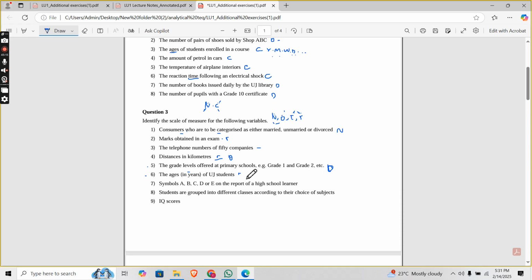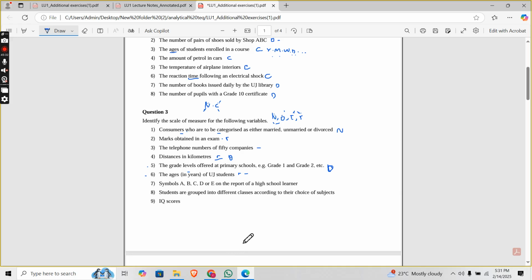The last one, ratios, are meaningful. If you are 20 years, it means that you are twice as old as 10 years. So that's why I said it's ratio. That's the reasoning behind that. Okay.